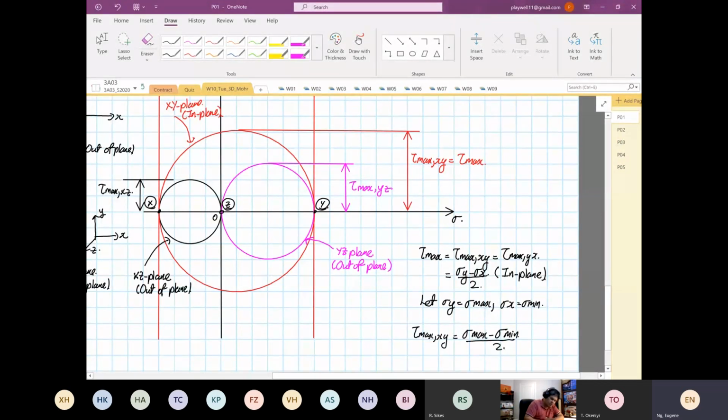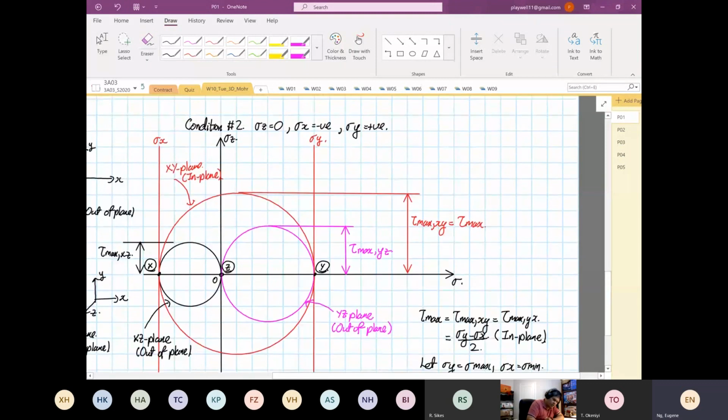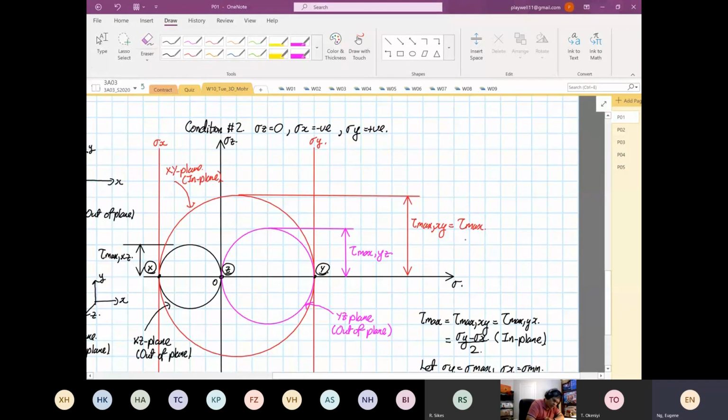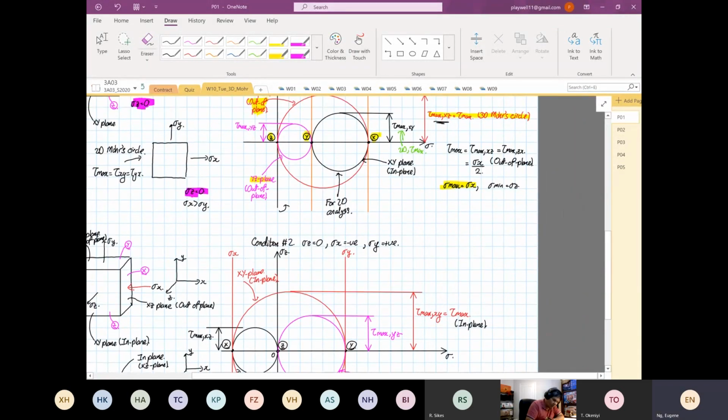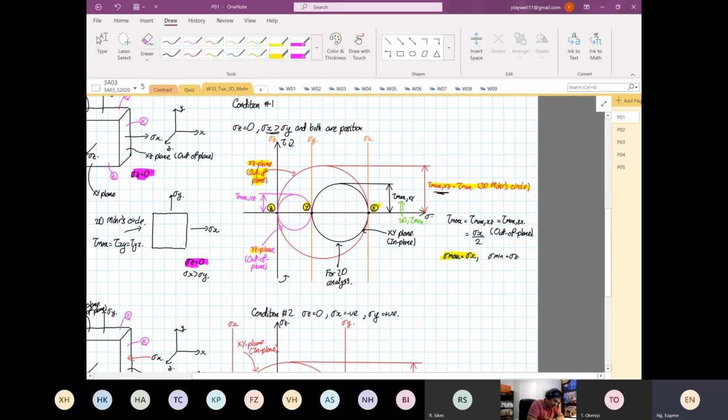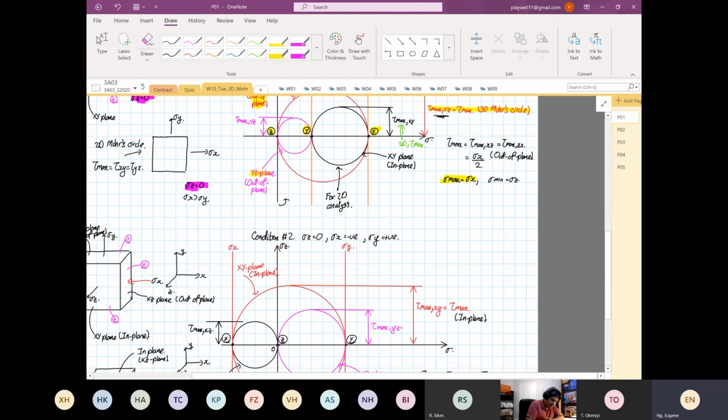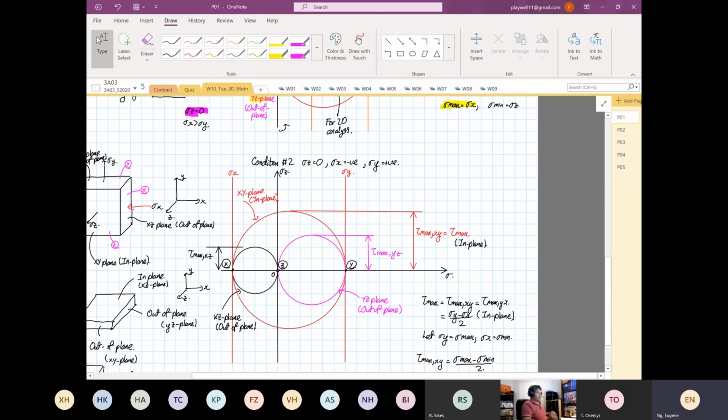So what is unique now is your maximum stress is at the in plane. The one before, for this case, the shear max is what? Out of plane. For this case, the one that we have just constructed, the maximum stress is in plane.